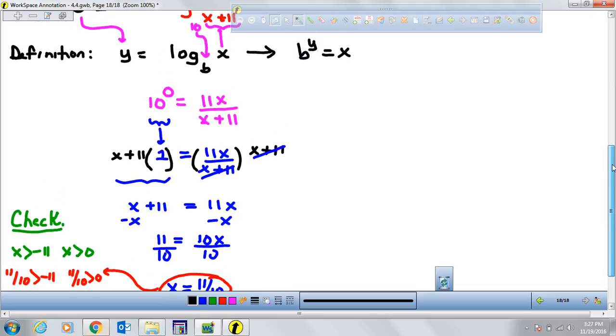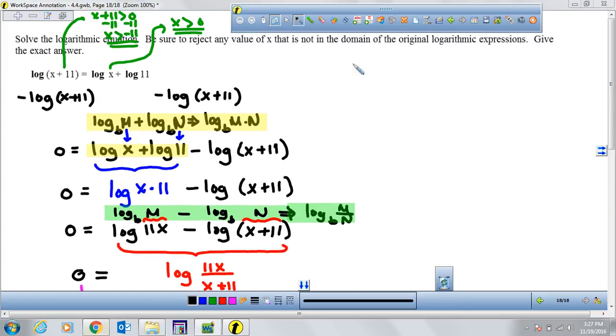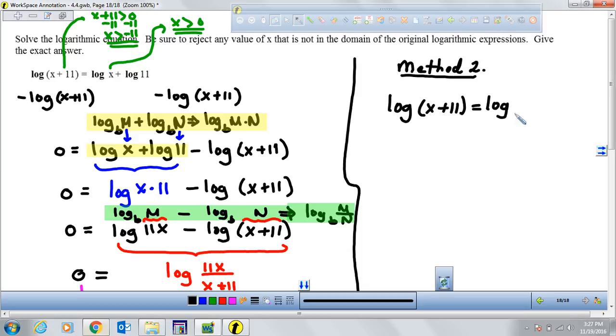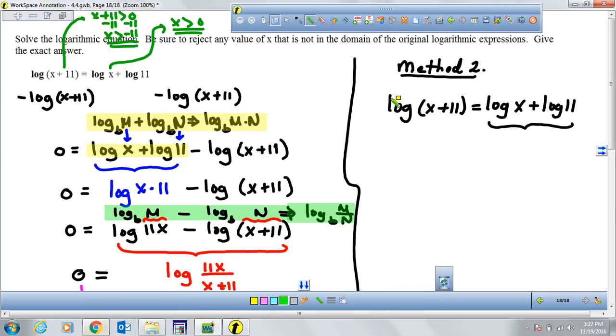Now, let me show you the second approach to this problem. The second approach, method number 2, only works whenever you have logs on both sides of the equation. Okay? That method number 2 tells you the following. First, you're going to condense the left side of the equation and the right side of the equation, which means that on each side there must be only one logarithm, and on the left side you can see that there's only one log already.